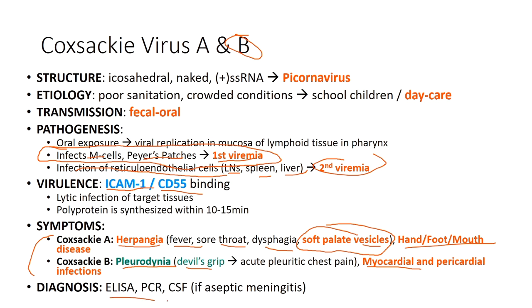Diagnosis, obviously ELISA and PCR. And then if this causes meningitis, because actually one of the most common viral causes of meningitis and encephalitis is your Coxsackie virus, please keep that in mind. This is one of the most common that causes that. And you will get to that when you get to CNS micro.